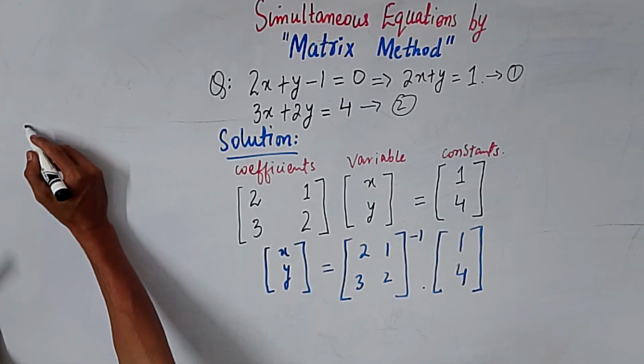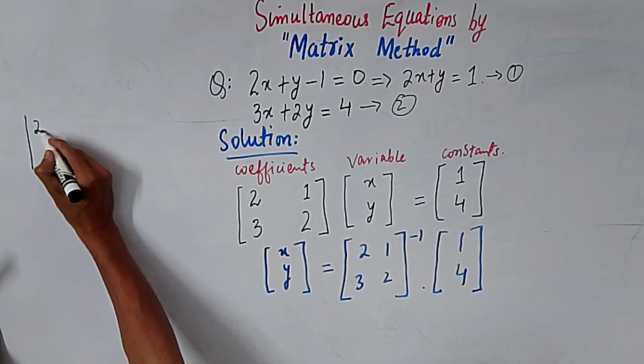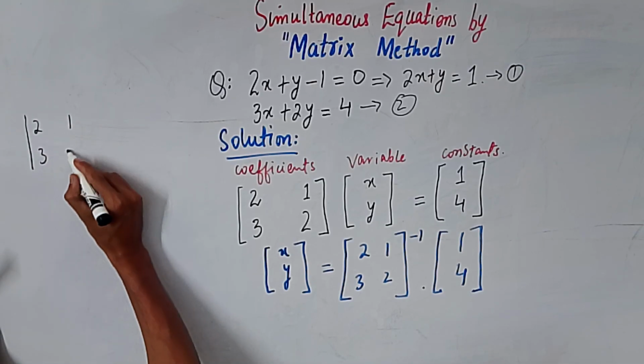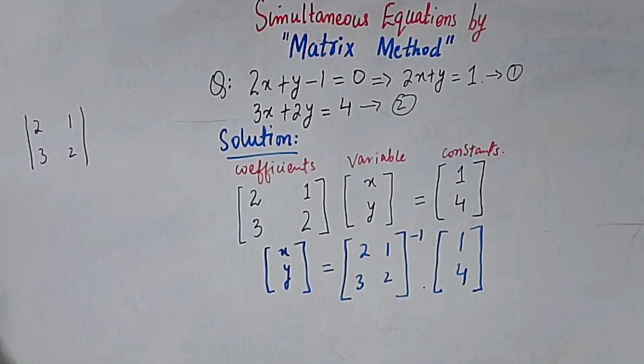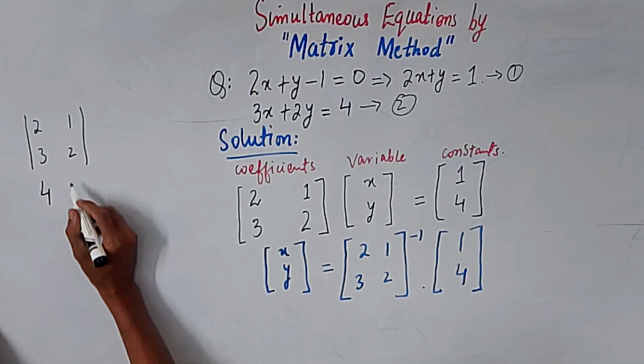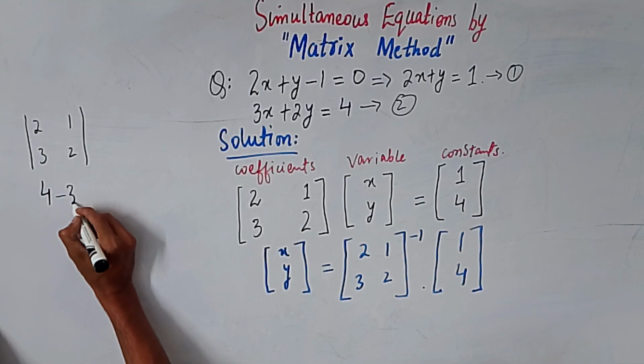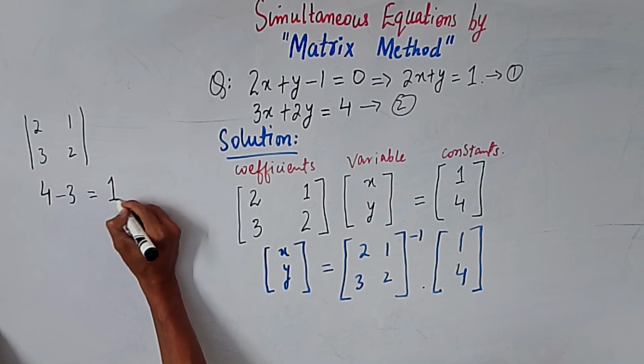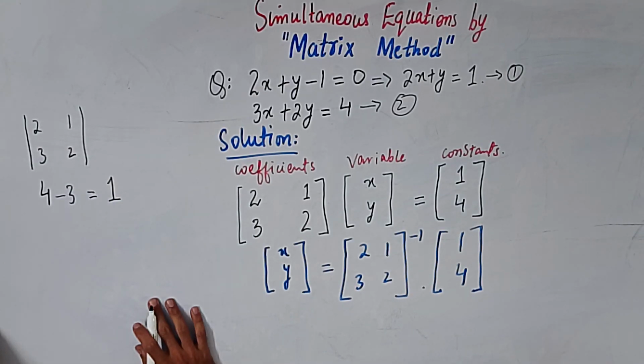So the determinant of this matrix is 2, 1, 3. What is the formula to find the determinant? AD minus BC. So A multiplied by D will be 2 2s are 4. 3 multiplied by 1 will be 3. So the determinant of this particular matrix is 1. Now what is the adjoint of it?